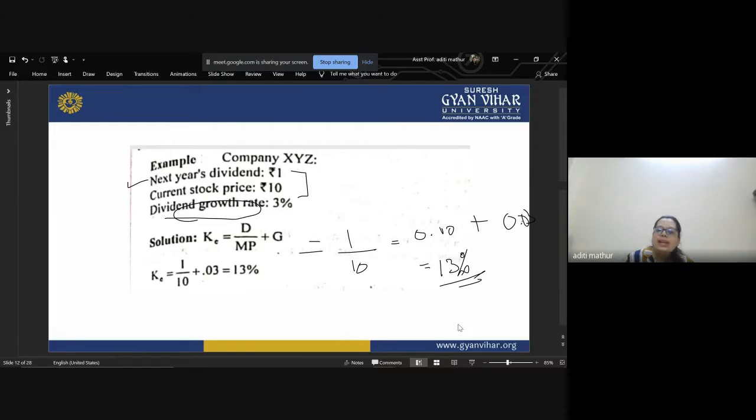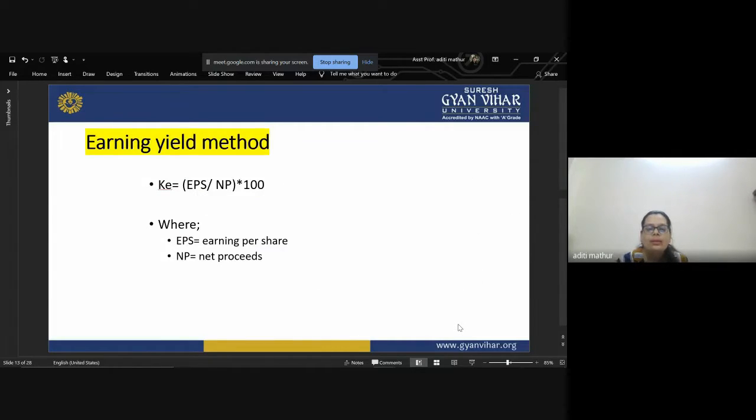Right? So this is very easy for us to calculate when we know which formula is to be used and how to write the correct formula. If in the question the net proceeds is given, we will write the net proceeds. If the market price is given, we will write the market price. Another method through which we can calculate KE is the earning yield method. As the name suggests, it is related to the earnings, so that is why we will use EPS, not the dividend.